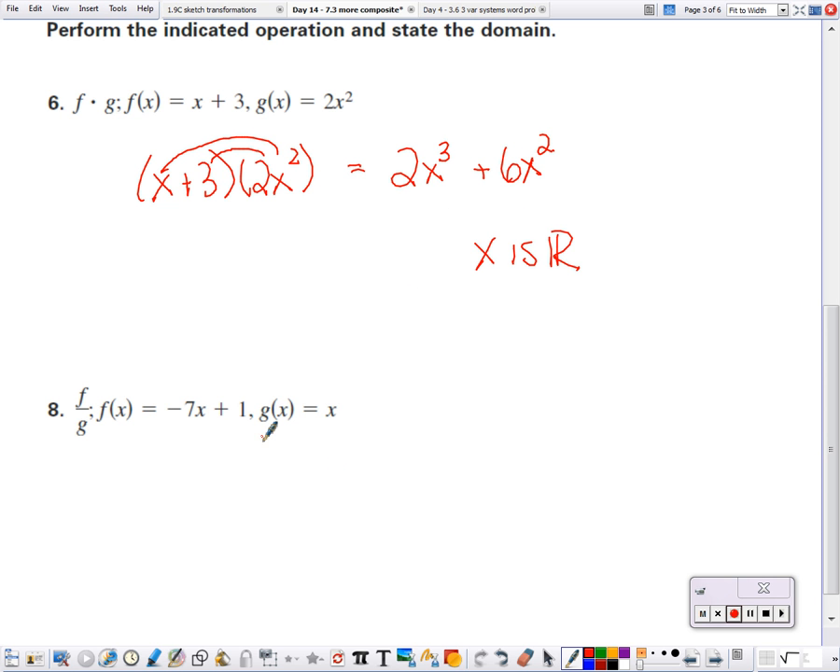Now for 8 with division, that's a red flag to me. It's screaming at me, Mrs. Weiss, we're going to have a restriction on our domain with a fraction. So f is on the numerator, g is our denominator. Now with a fraction, the denominator cannot equal 0 for the domain, so x cannot equal 0.